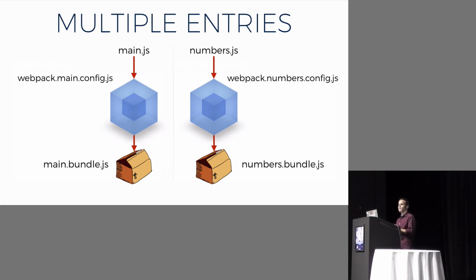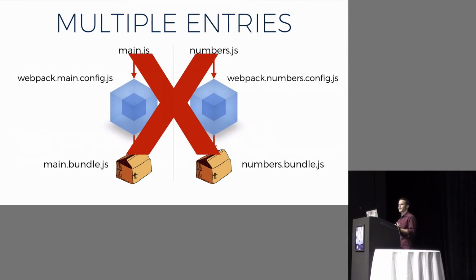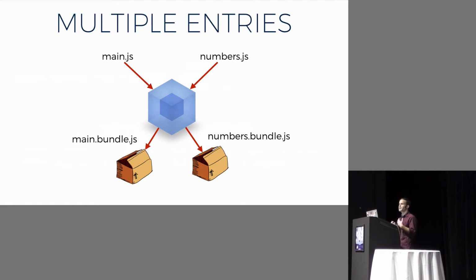So one idea to handle this is we could create two separate configurations, Webpack main and Webpack numbers, and use each of those to create separate bundles. But as we add more and more pages to our application, that could be very laborious and tiring. So ideally, we want a better way to handle creating multiple bundles. Well, it turns out we can actually just use one Webpack configuration to generate multiple bundles.